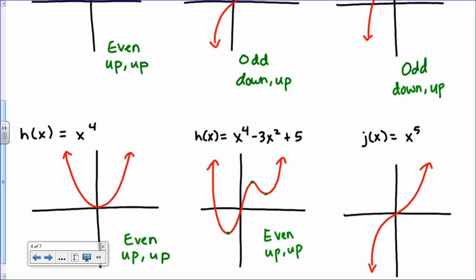And then if you look at x to the 5th, the parent function looks a lot like a cubic. But if you add things, then you could have changes to the middle. So an x to the 5th polynomial could have how many turning points? It could have up to 4.